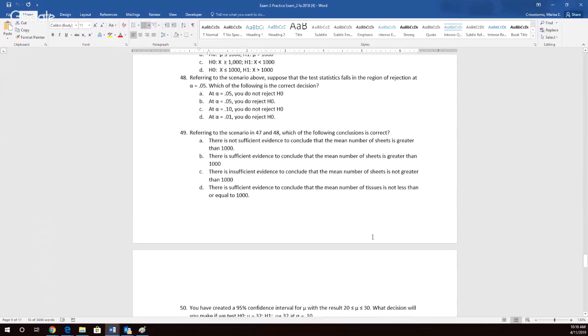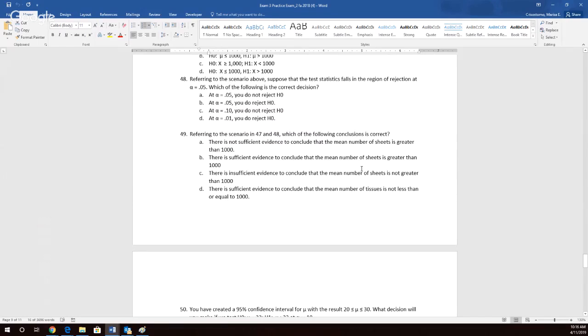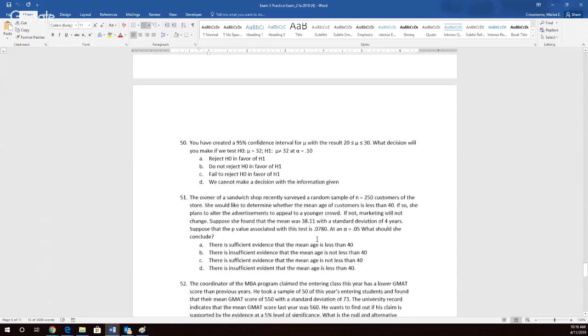So definitely when you're trying to do these problems, look for that pattern. So are you rejecting the null? That means you have sufficient evidence to say the null is not true. Are you not rejecting the null? That means you have insufficient evidence to say that the null is not true.